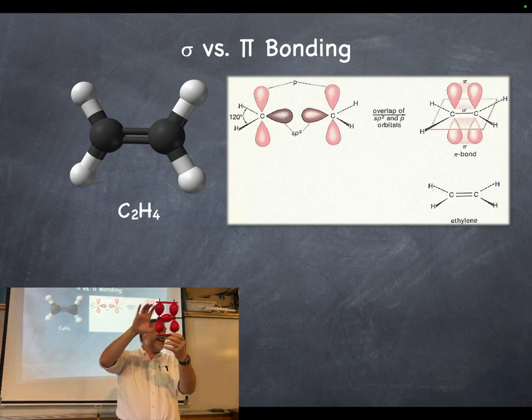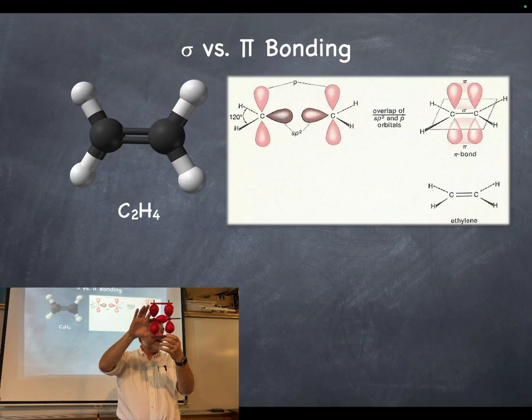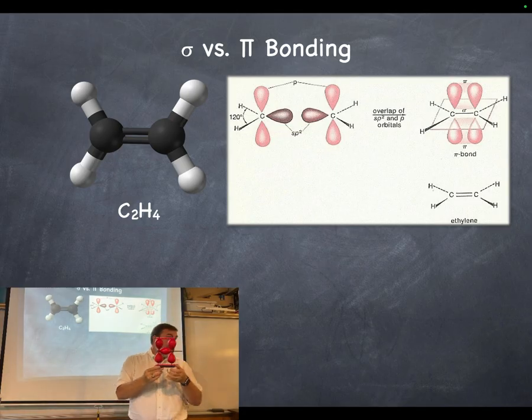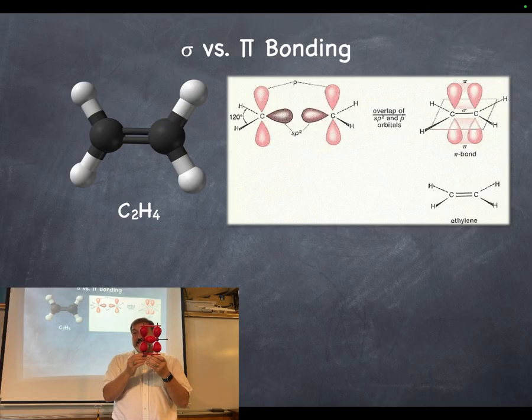These p orbitals can interact with each other, bringing electrons in between the two atoms. Not quite in the same way as the sigma, the double and the triple. They're not as good at pulling the atoms together because they're off axis. They're above and below, but they still work.